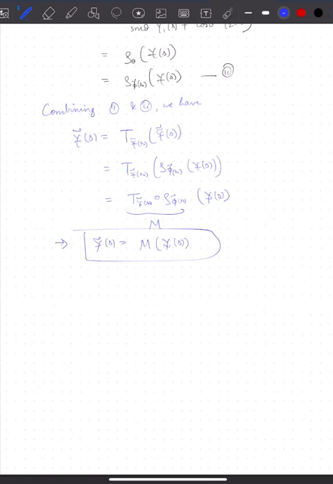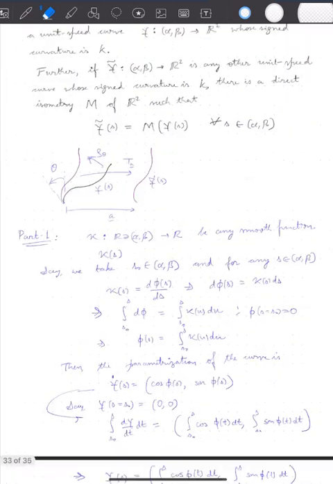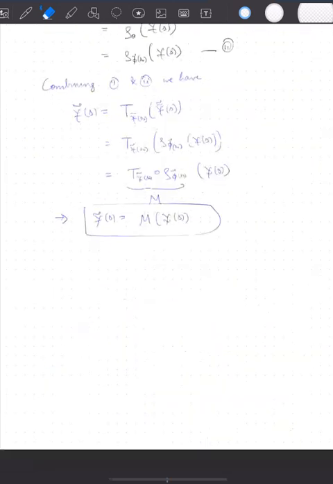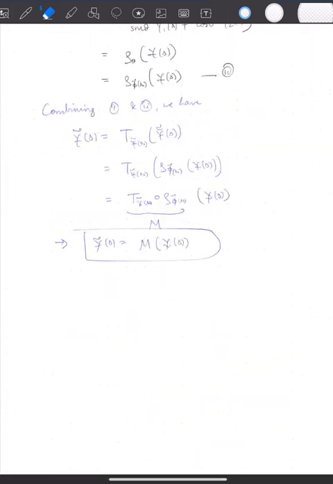So we have been able to show that, provided we have the smooth function kappa of s, initially we were able to construct a unit speed curve, and say if we had any other unit speed curve, then the goal was to obtain the isometry which relates both these unit curves. Right? So that is what we're talking about.